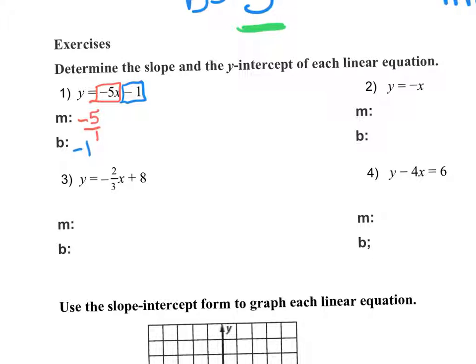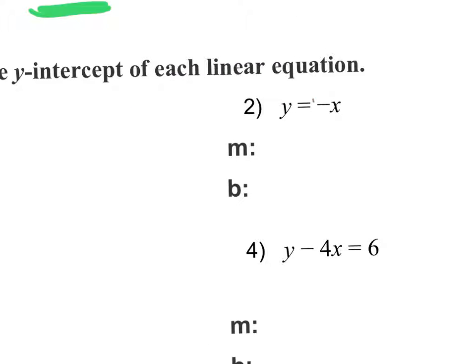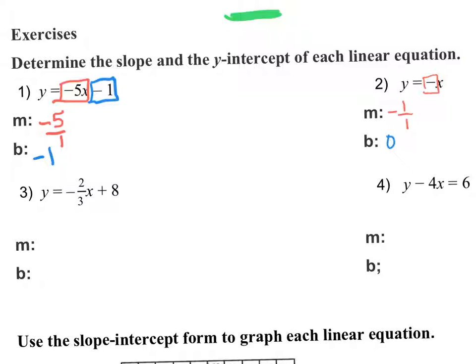On number 2, look. There's nothing there, right? If there's nothing there, then that means there's a 1 there. If it's just X, there's a 1 in front of it. So it's going to say -1, but I'm going to put it in fraction form, so I put it over 1 because it's a whole number. Is there a B? No, there's no B, so I put 0 for my B. So it's going to cross at 0, 0. We're going to talk about that here in a minute.